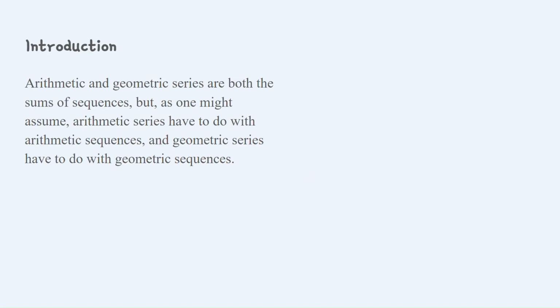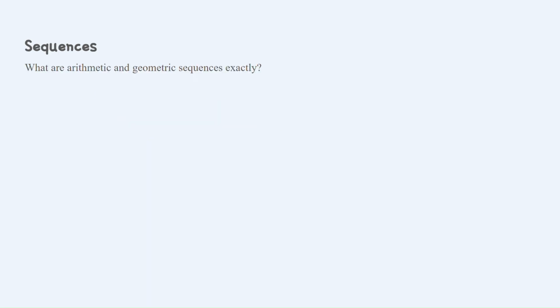Introduction. Arithmetic and geometric series are both the sums of sequences, but as someone might assume, arithmetic series have to do with arithmetic sequences and geometric series have to do with geometric sequences. So, what exactly are arithmetic and geometric sequences? You can skip ahead a couple seconds if you already know.